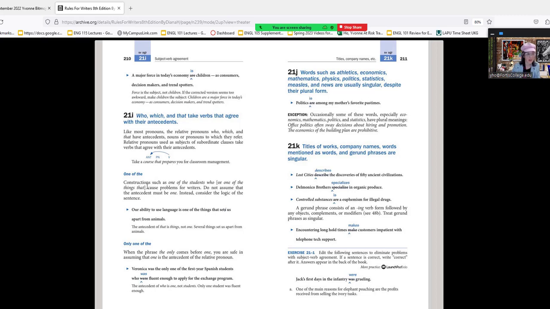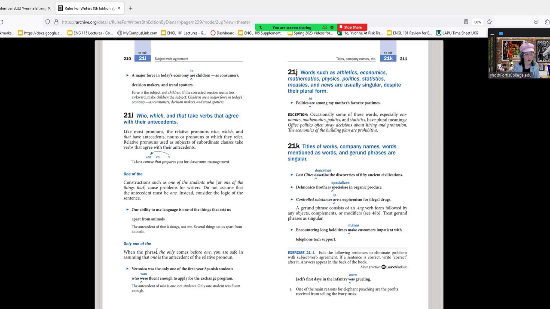One of the. Constructions such as "one of the" cause problems for writers. Do not assume that the antecedent must be "one." Instead, consider the logic of the sentence. Our ability to use language is one of the things that set us apart from animals. The antecedent of "that" is "things," not "one." Several things set us apart from animals.